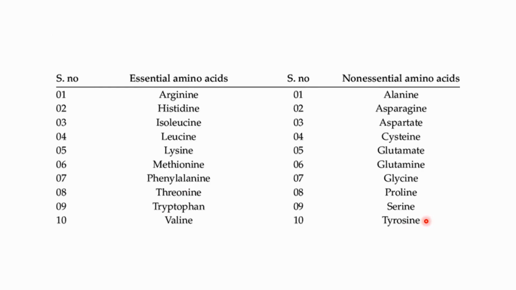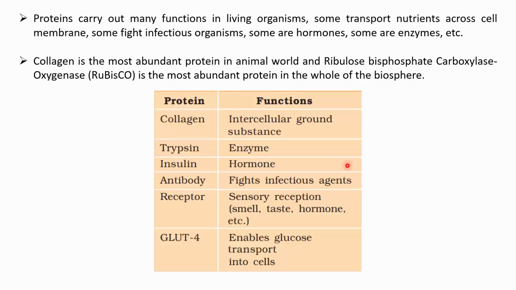So now, what are the functions of proteins in our body? Proteins carry out many functions in living organisms. They carry out the function of transportation. For example, we know hemoglobin helps in the transportation of oxygen. Some transport nutrients across the cell membrane. There are some proteins that are present in the cell membrane itself, for example, the integral membrane proteins or the peripheral proteins. Some fight infectious organisms, some are hormones, some are enzymes, etc.